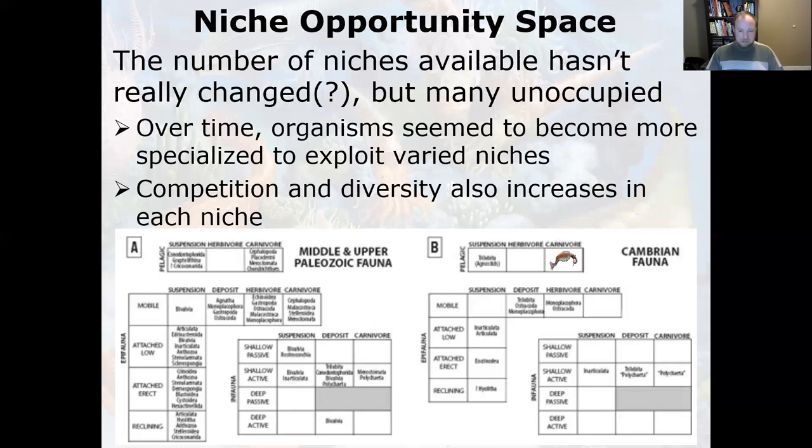And if you go back to the Cambrian again, there's just so much unfilled space here. And over time, organisms become a little bit more specialized, trying to exploit these varied niches. They kind of figure things out. They solve the puzzle. Like, how do we access, again, nutrients are limited. So if you can figure out how to access nutrients that no one else could before, that's a big advantage.